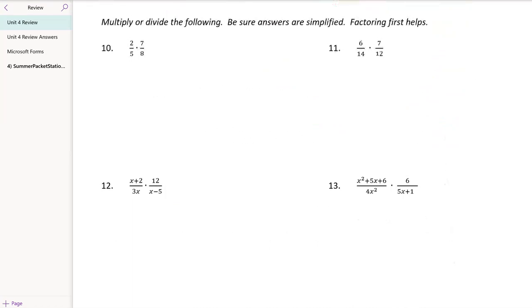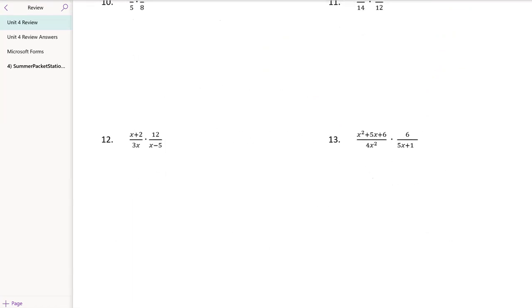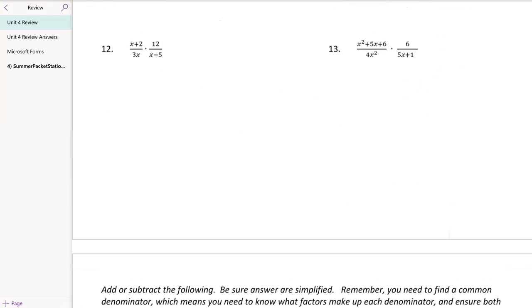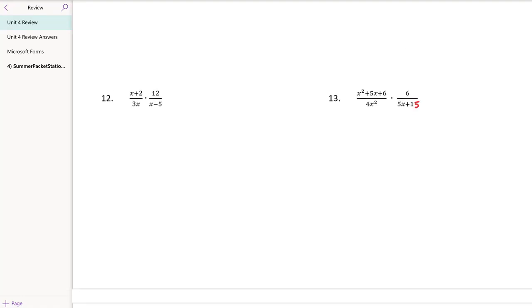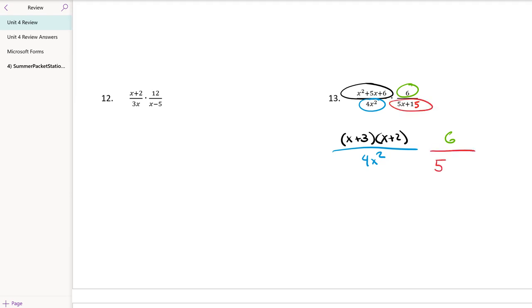Okay. So again, multiplication, same thing. We can simplify vertically and diagonally. I'll do this one. This should be a 15 here. So this part you'll have to factor. x plus 3, x plus 2. This part stays the same. 4x squared. This stays the same. 6. Well, actually, this I could factor with a GCF. Take out a 5. x plus 3. So here we did factoring and GCF.